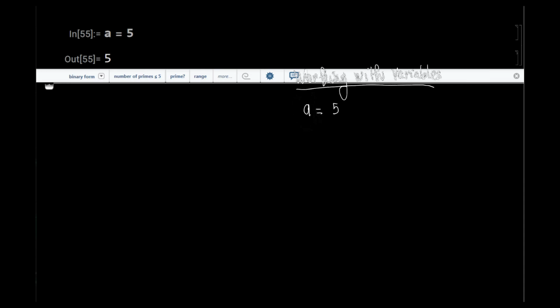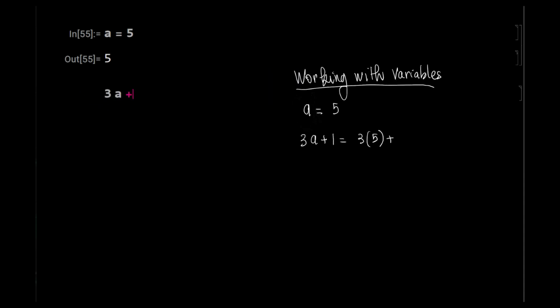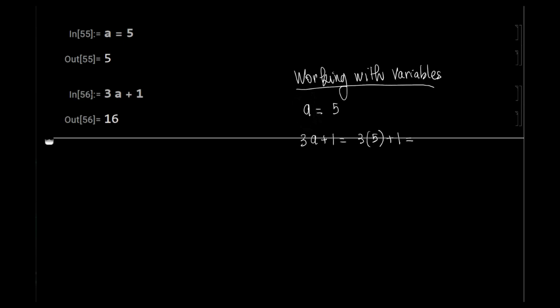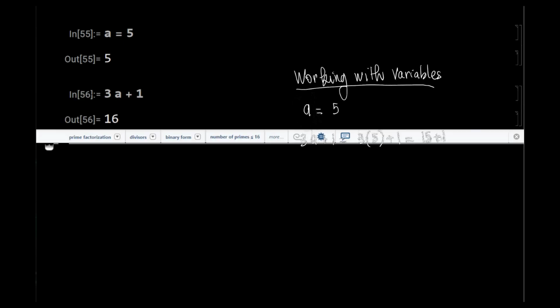Now that we have a variable, let's use it in a calculation. We'll compute, let's say, 3a plus 1, where a is already at this point defined as 5. So you come here and type 3a plus 1, Shift Enter, and that returns, as you expect, 16, right, which is the result of the calculation.